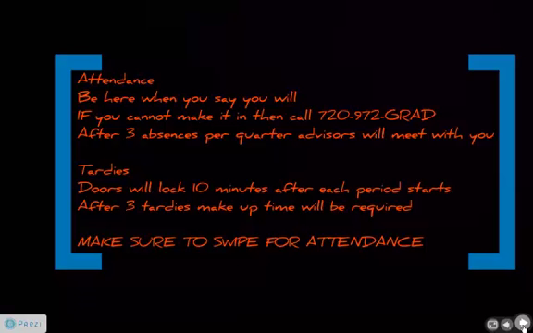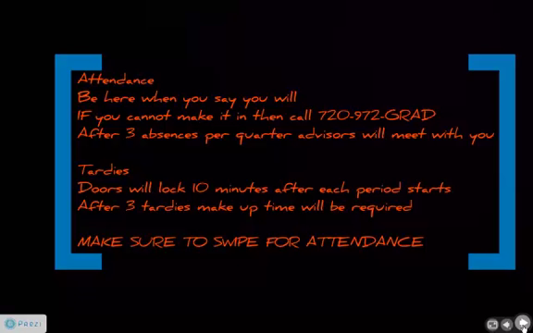And then also this next piece here, which means tardies. Can you really get to work on time when you're supposed to be there? So we also have tardies here. The doors will lock 10 minutes after each period starts. That doesn't mean you can't come in. It just means you need to buzz in. And then 3 tardies are going to ask you to maybe make up some time because we want to keep you on track. We want you to graduate when you want to graduate. I'm sure that you want to graduate as soon as possible.